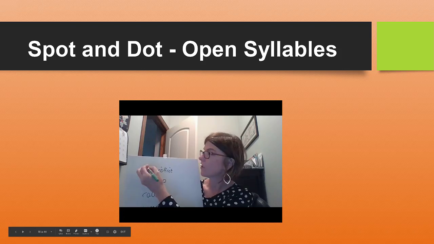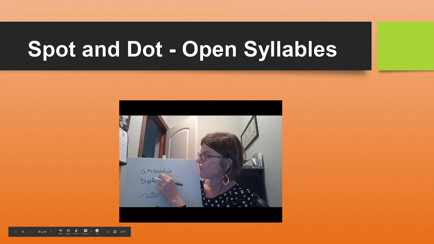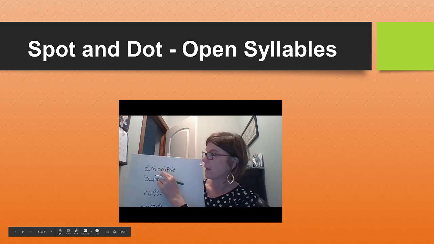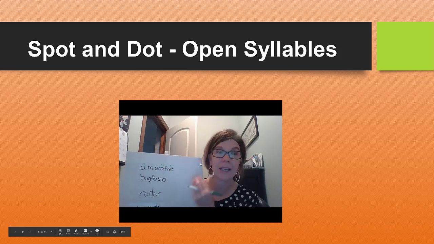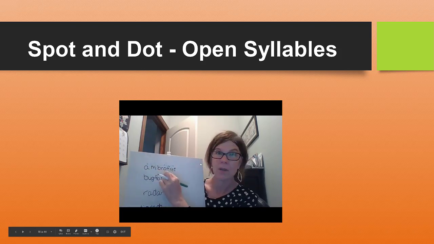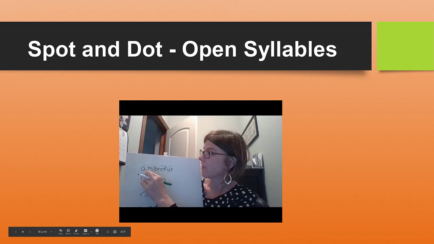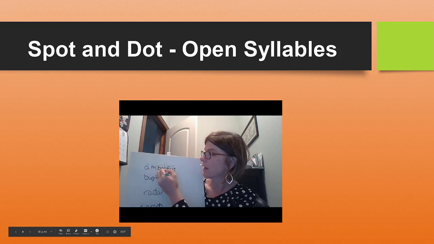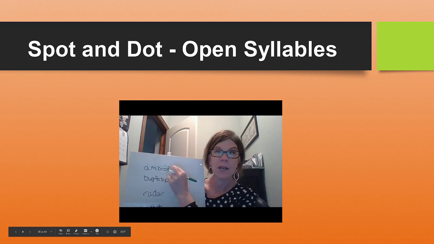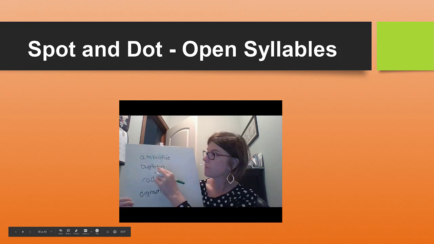This is my first syllable. And I'm going to draw a line to my vowel. And now I have my O and my E. I know that this is my open syllable, and I'm going to divide again. So in this word, I would have 3 syllables. I would have am, bro, fet. So this is my open syllable. It ends in a vowel and makes the long O sound.